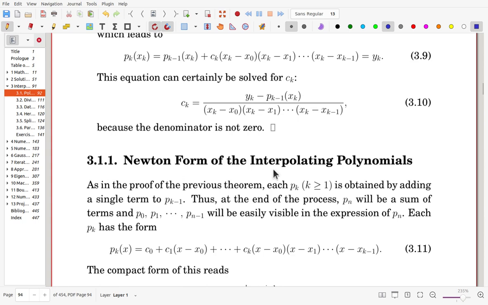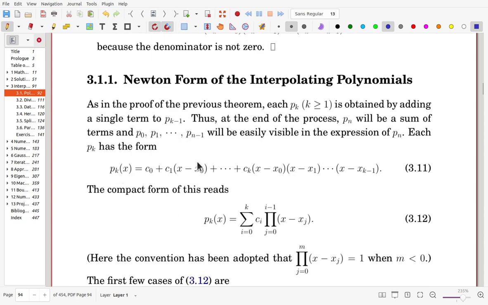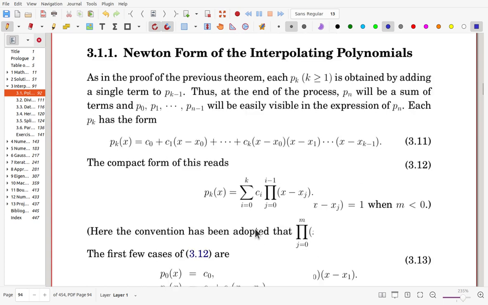The Newton form of the interpolating polynomial is given in this way, and we can write this into this compact form. And here, for ck, now we have that product. This is the product part, where i is from 0 to k, and ci are the coefficients, and here the product of x minus xj.